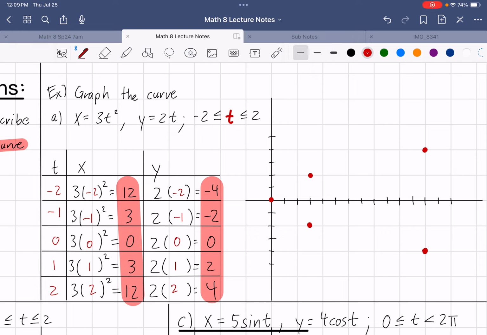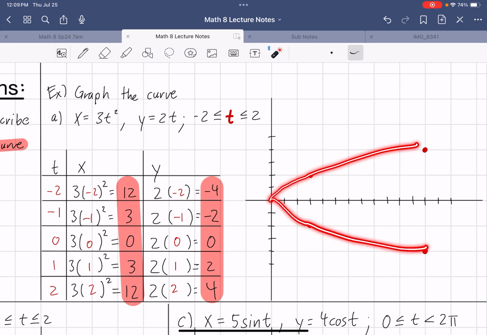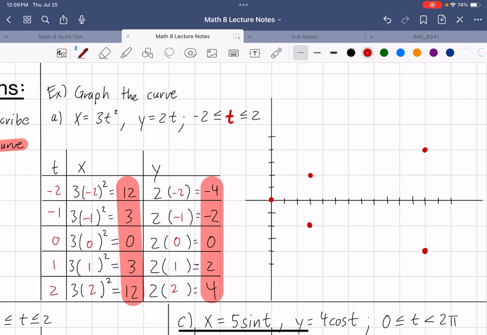Now, hopefully, this is clearly not a V, because we have to get to this point in the next one, and same here. Hopefully that reminds you of an algebraic graph, which was a parabola. But this is a sideways parabola.